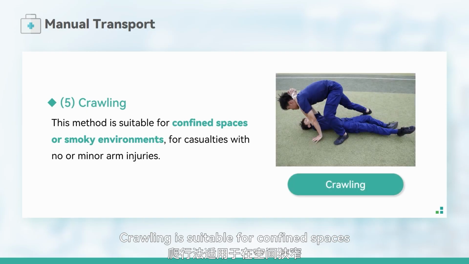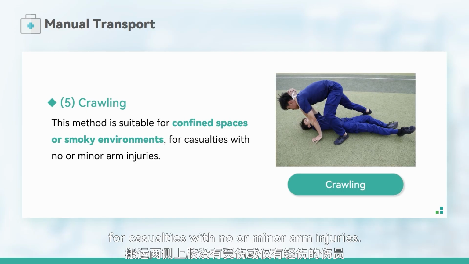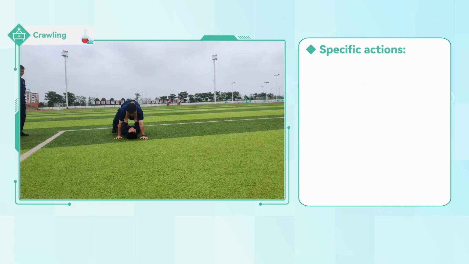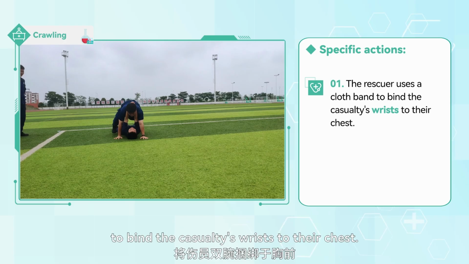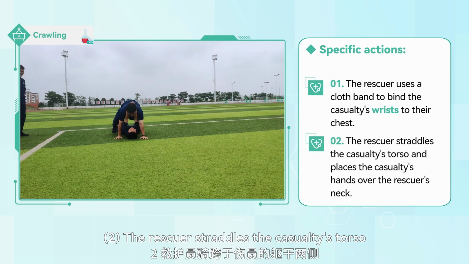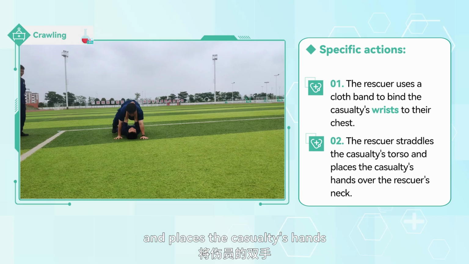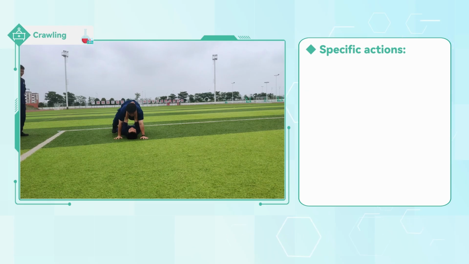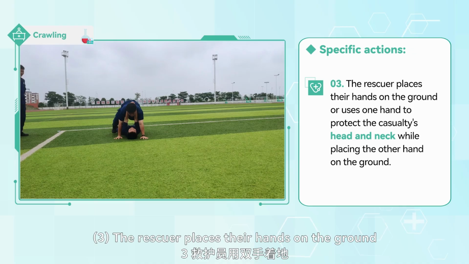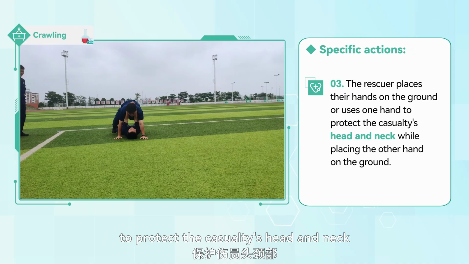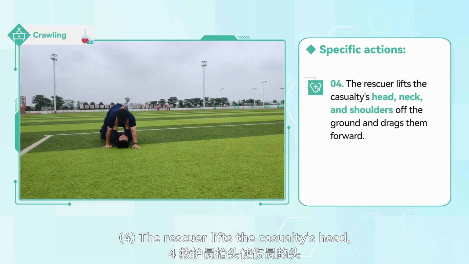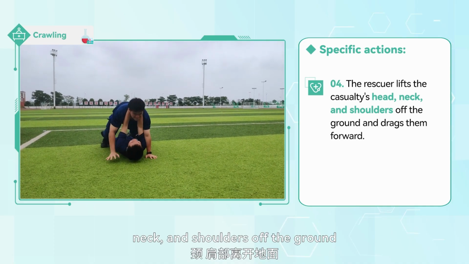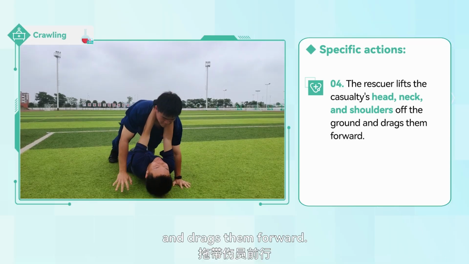Crawling is suitable for confined spaces or smoky environments, for casualties with no or minor arm injuries. Specific actions. 1. The rescuer uses a cloth band to bind the casualty's wrists to their chest. 2. The rescuer straddles the casualty's torso and places the casualty's hands over the rescuer's neck. 3. The rescuer places their hands on the ground or uses one hand to protect the casualty's head and neck while placing the other hand on the ground. 4. The rescuer lifts the casualty's head, neck, and shoulders off the ground and drags them forward.